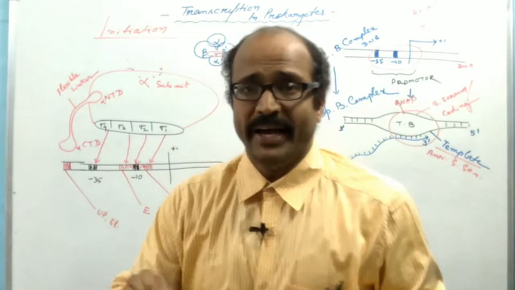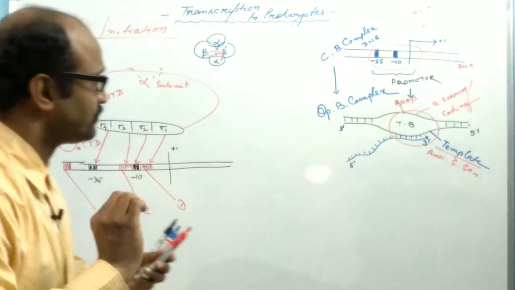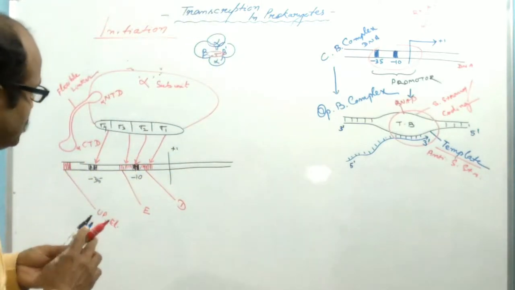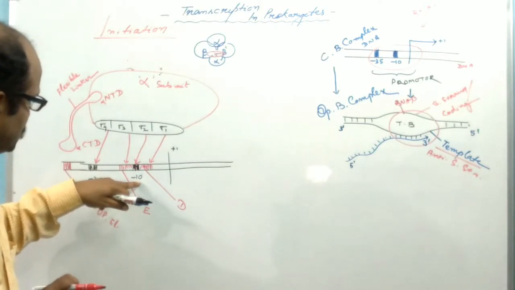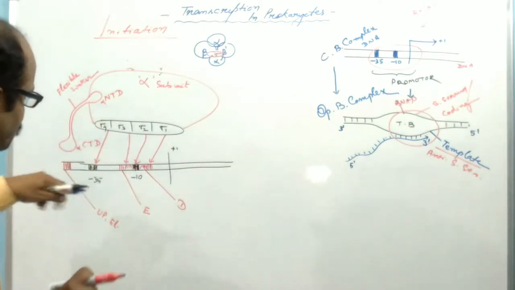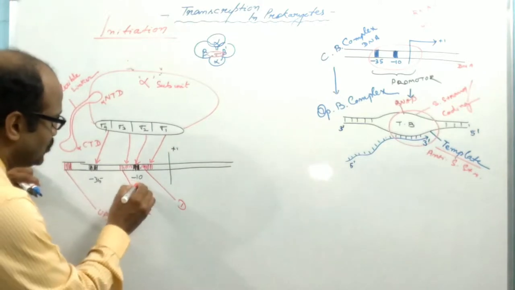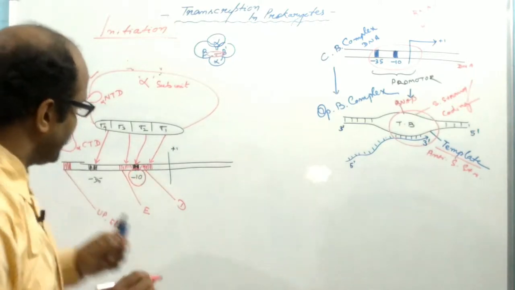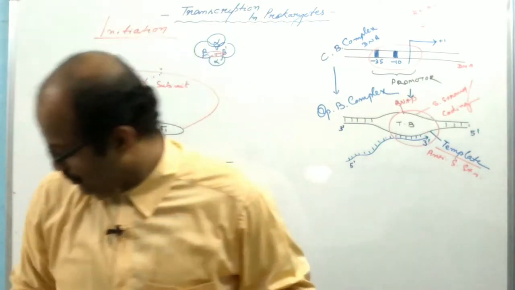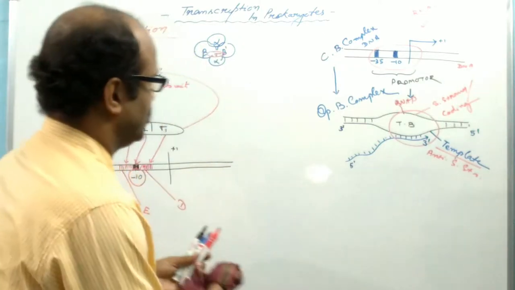So where does the melting actually start? By the binding of RNA polymerase enzyme, the melting actually starts at the region of the -10 element. So how does it actually occur?